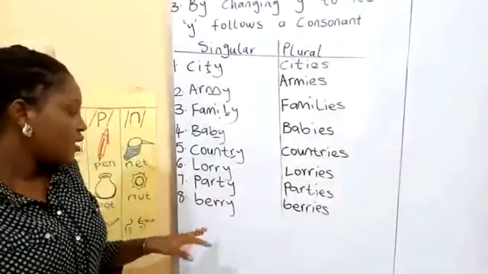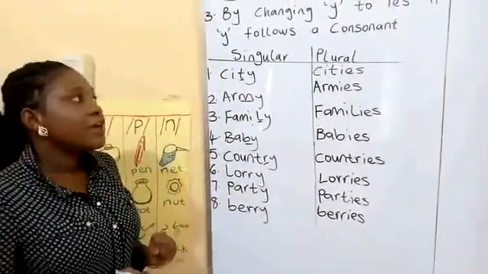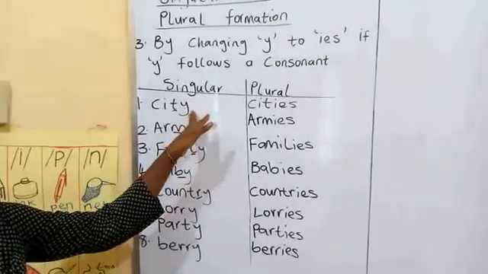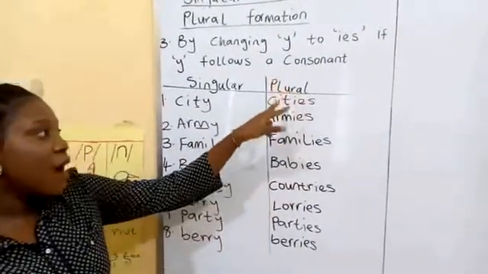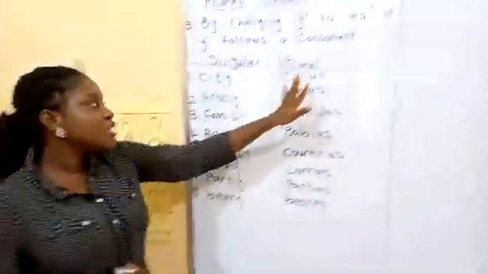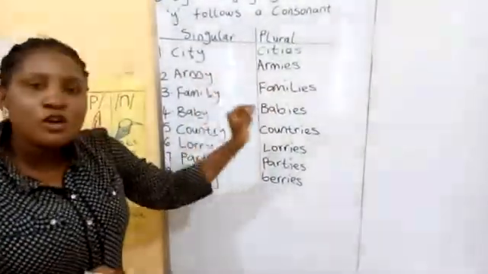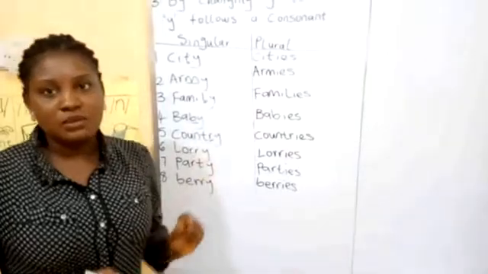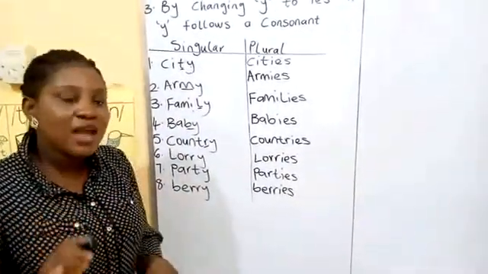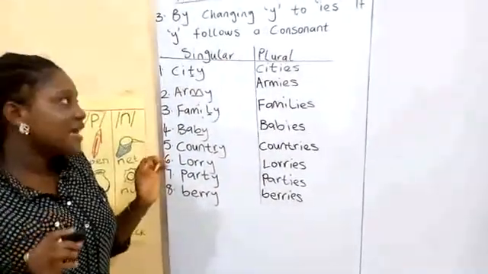Berries. No longer berry, but what? Berries. Okay. We've said that words that end with Y form their plural by changing the Y to what? IES. Take note, you change the Y to IES only if the Y follows a consonant sound. If the Y follows a vowel, you don't change it. Rather, you add S at the end and let the Y remain.